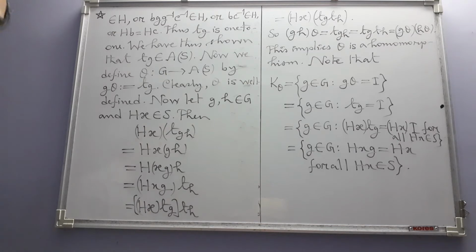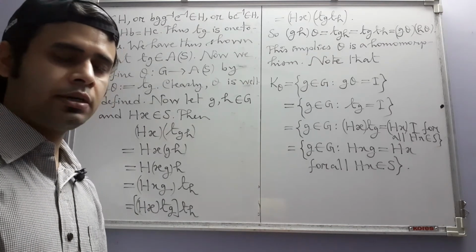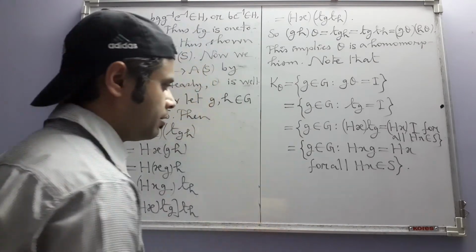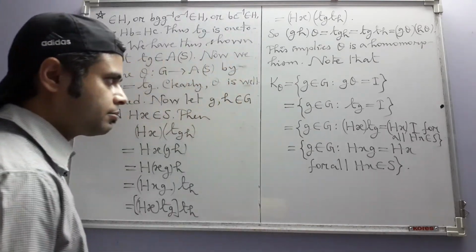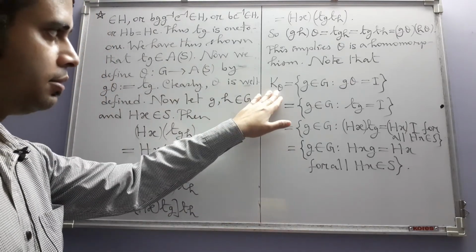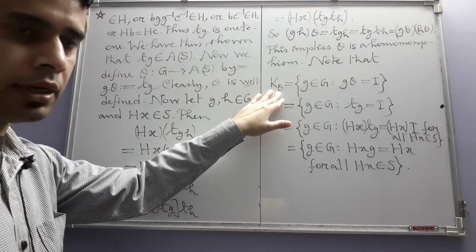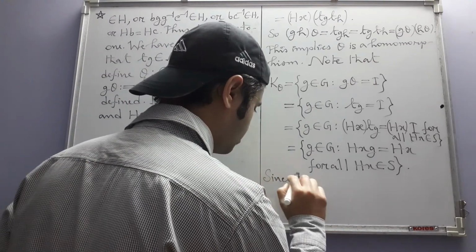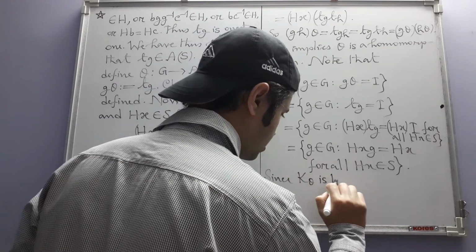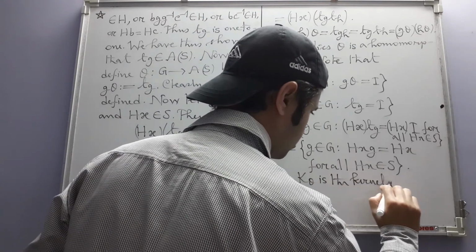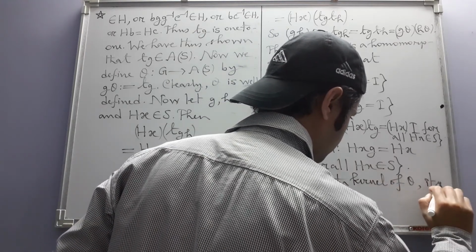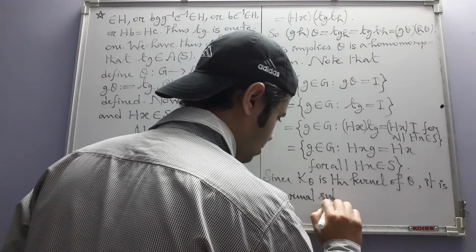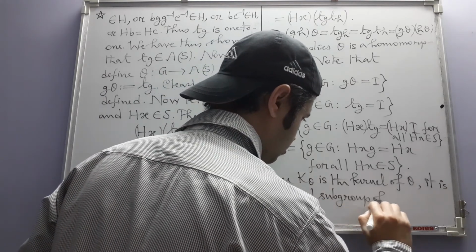So this is how the kernel looks. But although the kernel will not necessarily be just the trivial group, you can say something about the kernel, and that something is not trivial. The fact is that, first things first, because it is the kernel of some homomorphism theta, it will be a normal subgroup of G.